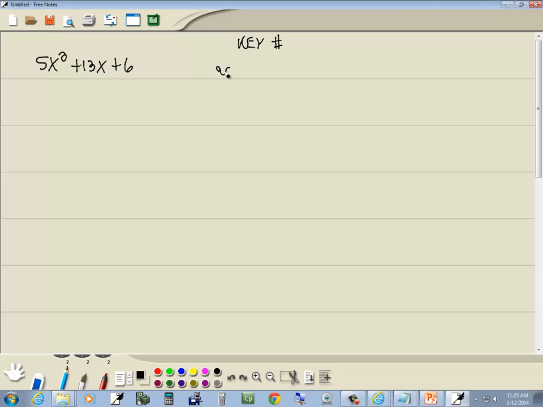With the key number, we take the number at the beginning times the number at the end, so the 5 times the 6, and we'd ignore signs if any of them was negative. So 5 times 6 gives us 30. Then we'll build our PSD table.